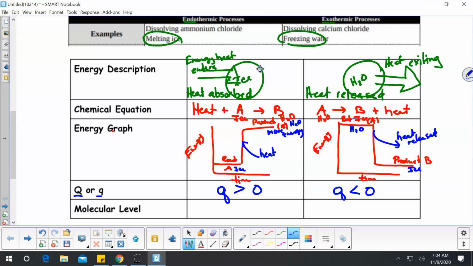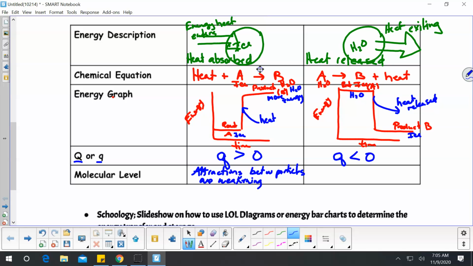So at the molecular level, what is happening? For the one that is melting ice, the attractions between particles are weakening. And we call these attractions intermolecular attractions. So these are between, in this case, molecules of water. So that's what's keeping one water molecule attracted to another water molecule. Okay. In the other case, it would be the attractions between particles are strengthening.